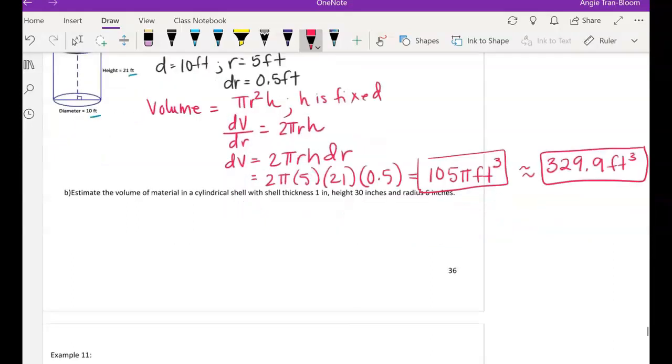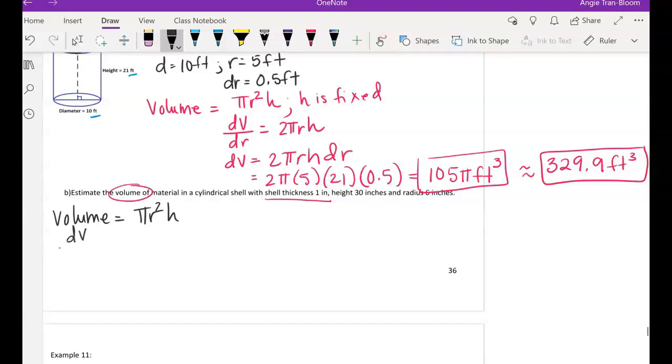So here's part B. Estimate the volume of material in a cylindrical shell with the shell thickness now being 1 inch, and they give you a new height and a new shape. The new height is 30 inches, and the radius is 6 inches. Same thing, it says estimate the volume. So first write down the volume formula. Volume is pi r squared times h, and since it says estimate, you're going to have to find the change in volume.